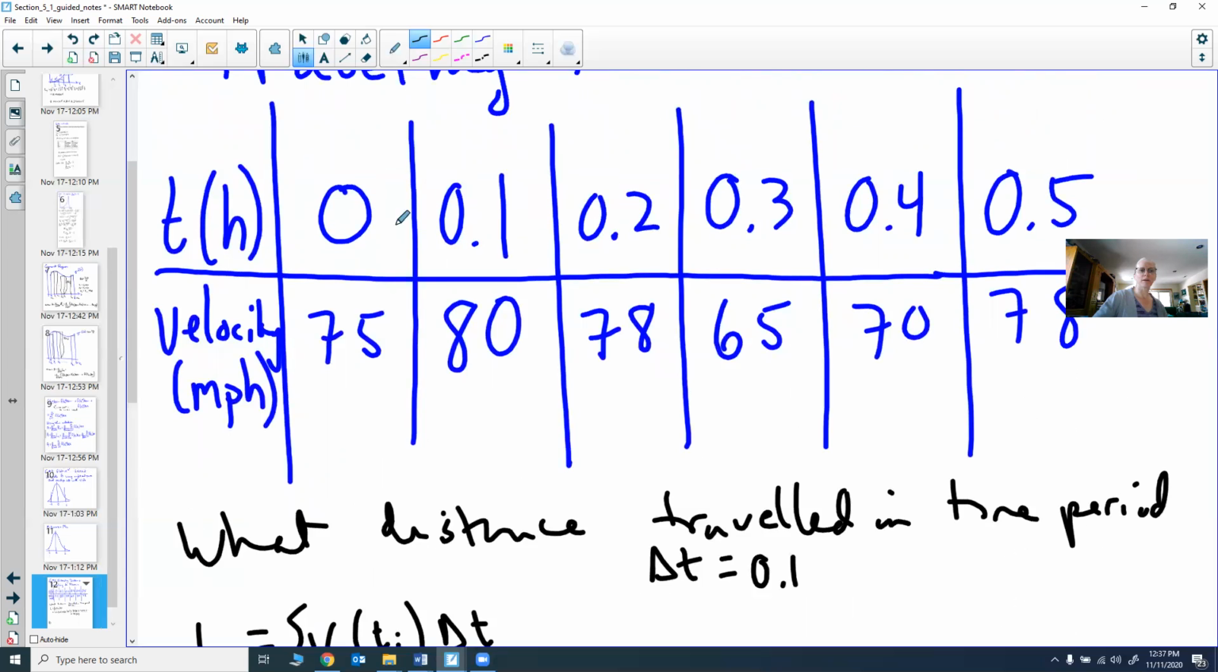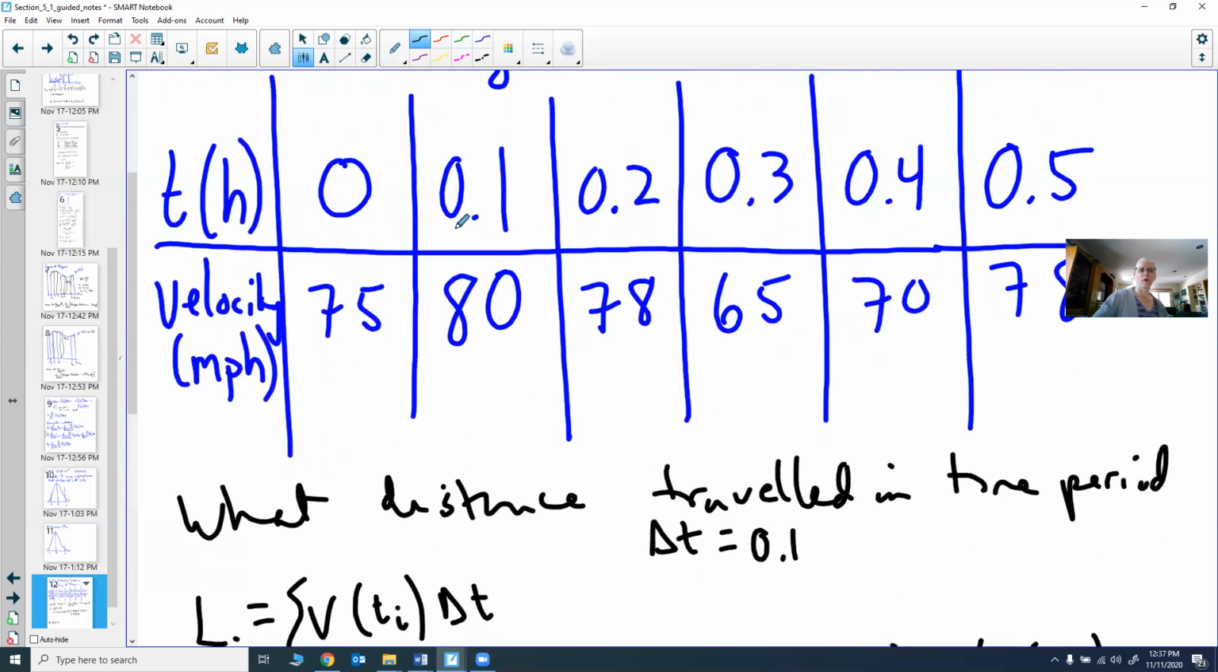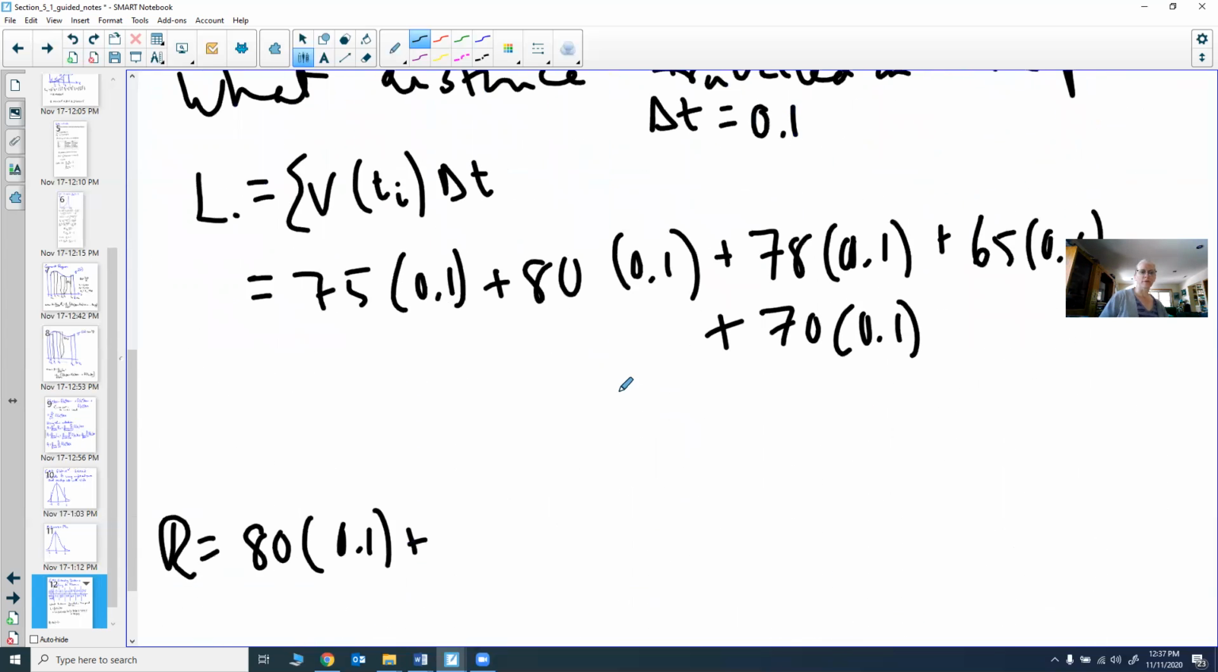My first interval is from 0 to 0.1. So I'm going to use the 80 as my right-hand point of that interval. That's going to be the 80 times 0.1. Then the next interval would be from 0.1 to 0.2. The 78 is the right endpoint. So 78 times 0.1.